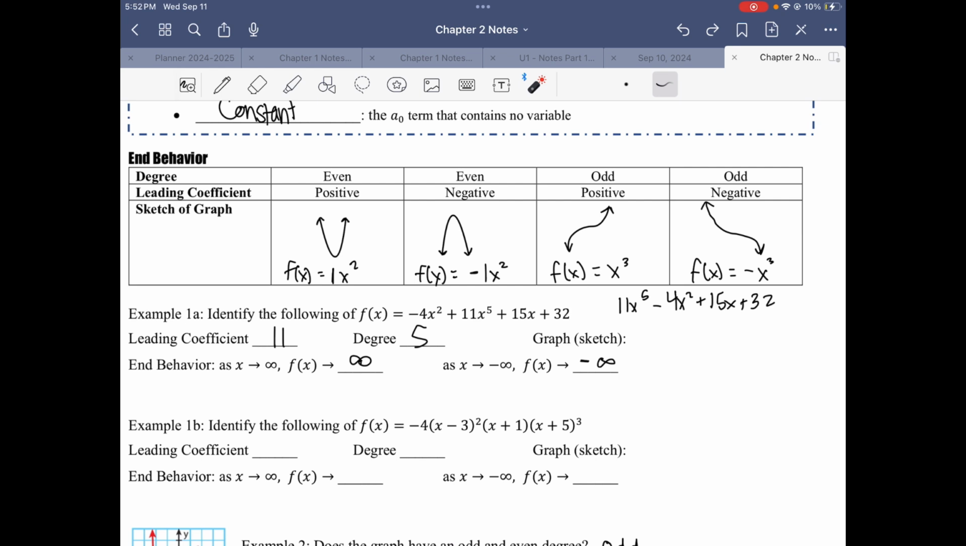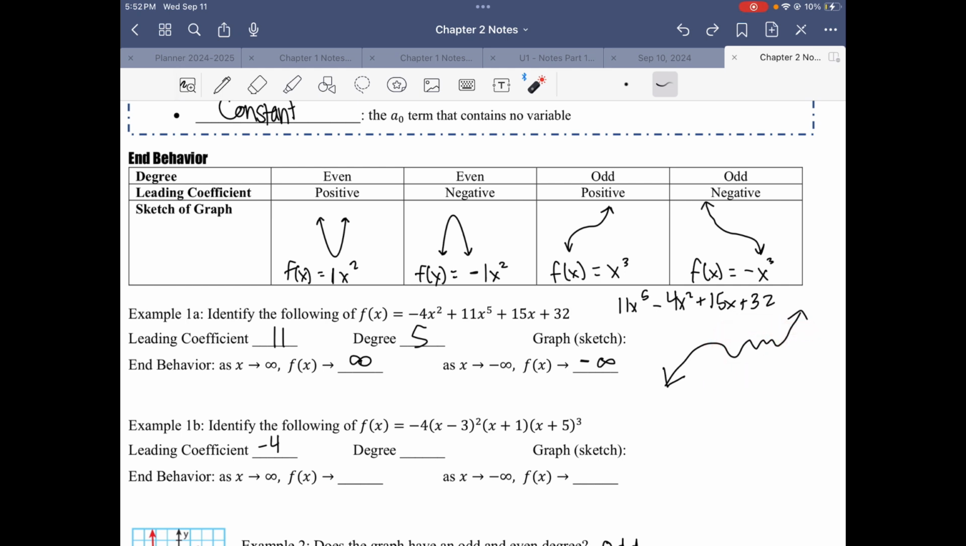Okay. The next is in a slightly different form. It's in factored form instead. Oh, I apologize. I forgot to graph that sketch. So I don't really know what this middle part looks like, but I do know that this goes down, and I know that this goes up. We'll get to how we know what this does later.